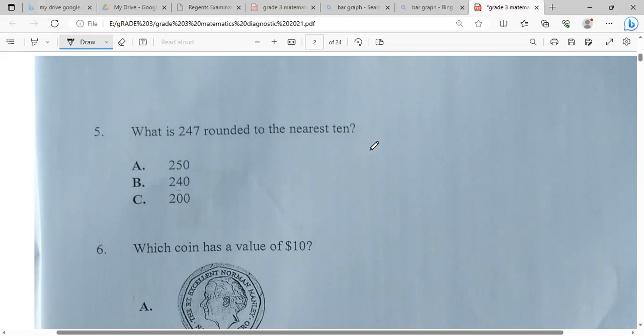Number 5 says, what is 247 rounded to the nearest 10? All right, so here we have 247. The nearest 10 is either going to be 250 or it's going to be 240, because we're basically going up by 10, right? Here we need 3 to get to 250, and here we'd have to drop off 7. So it's clearly closer to 250.